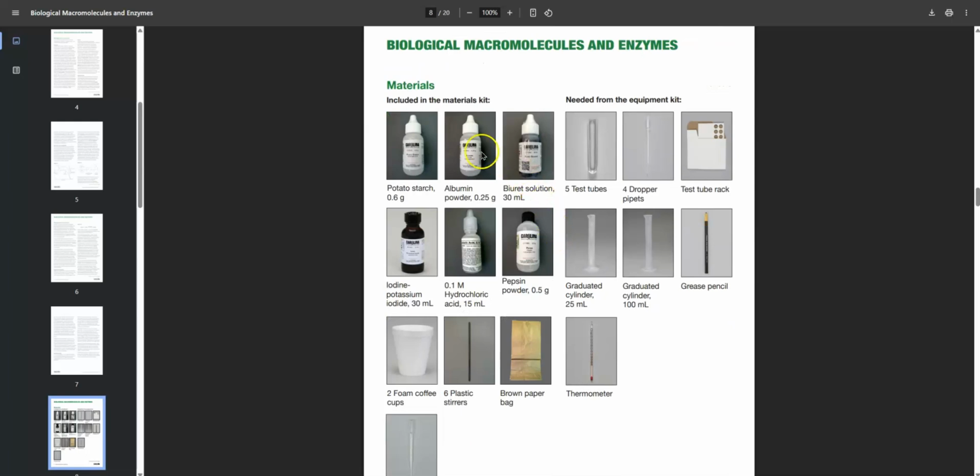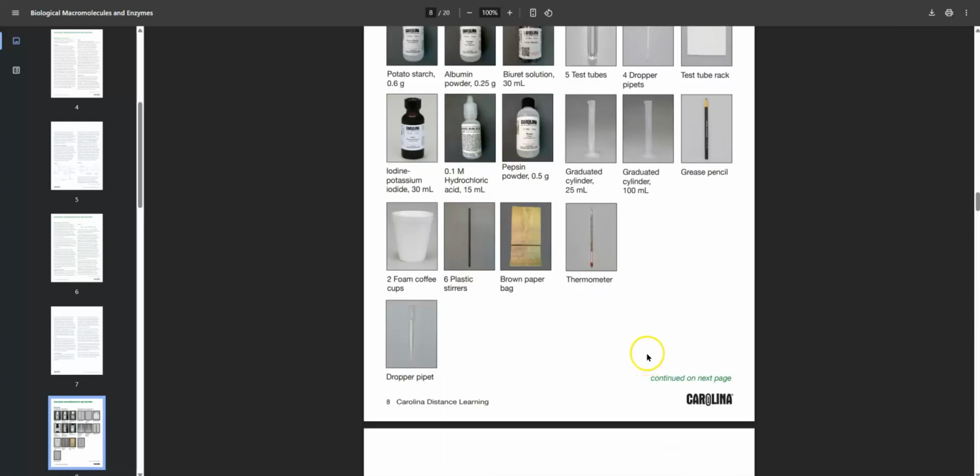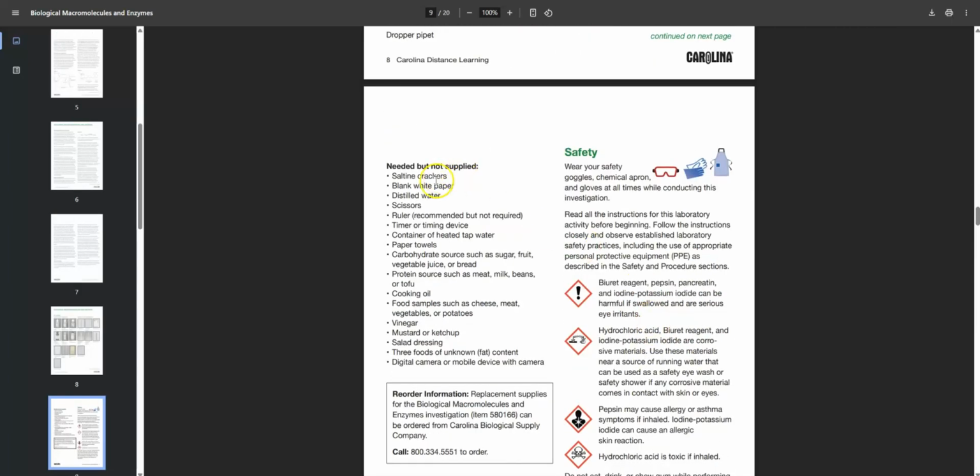These are the materials that you need from your lab kit. However, you'll see that you actually need a lot of things supplied yourself. So these are the things you have to go out and get. You need saltine crackers, distilled water, and a container of tap water. You need carbohydrate sources, so sugar, fruit, any kind of vegetable juice or bread. You need a protein source, so any kind of meat or milk or beans or tofu.